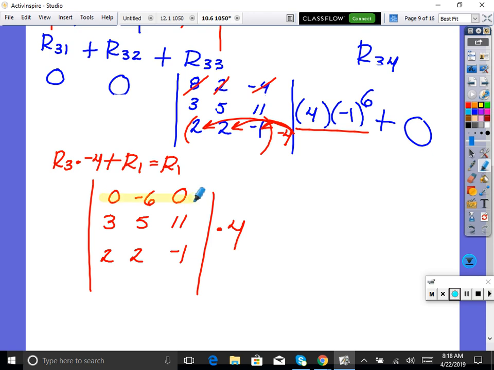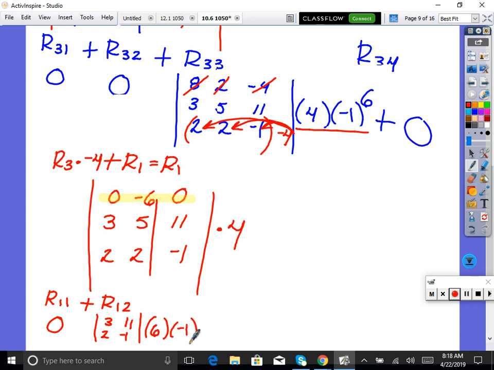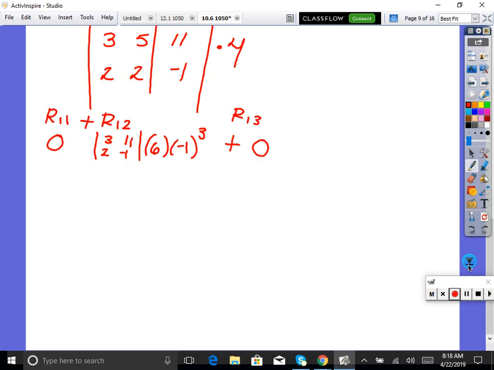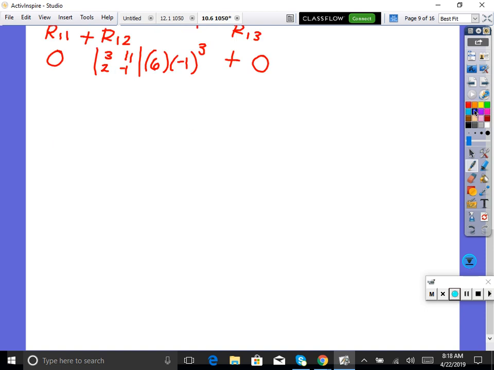Now we're going to do row 1. Now row 1, column 1 will be 0, plus row 1, column 2 would be, crossing that out, determinant 3, 11, 2, negative 1 times by 6 times by negative 1 to the 3rd. So you're right, it was negative 6. And then we have plus row 1, column 3, which is 0. Okay, and then don't forget we're timesing by 4. See, it just takes a long time. Especially when you have to keep moving back and forth.